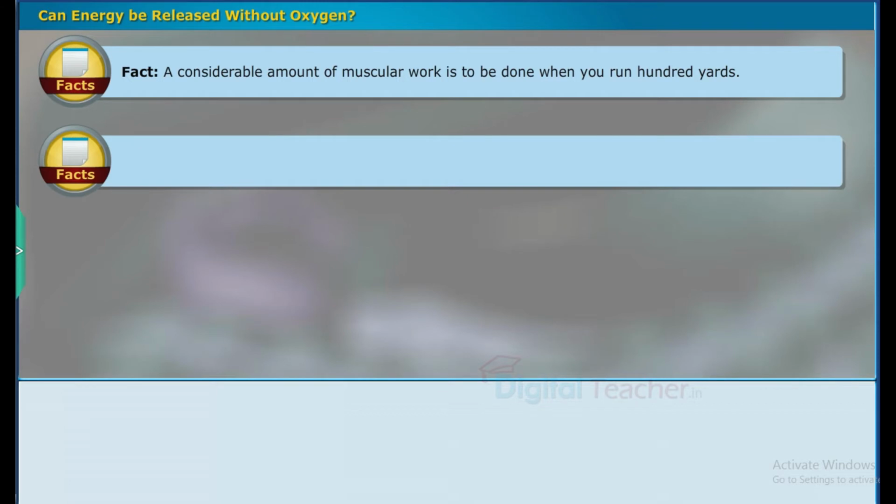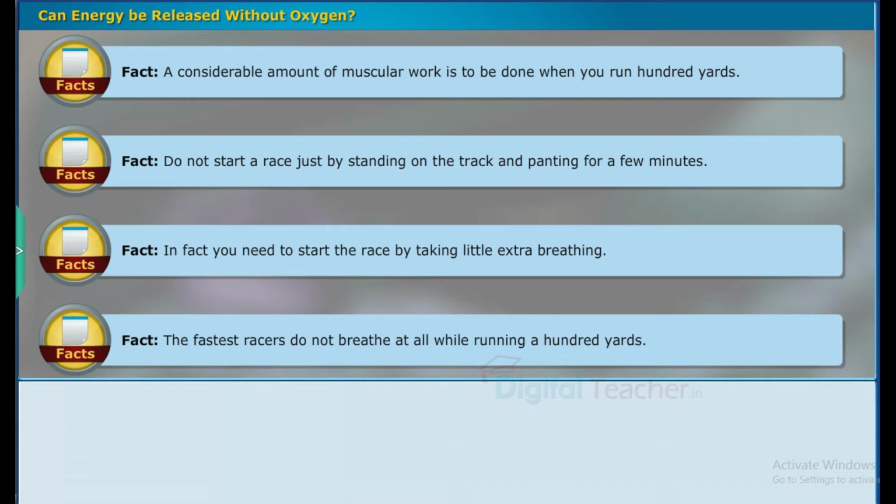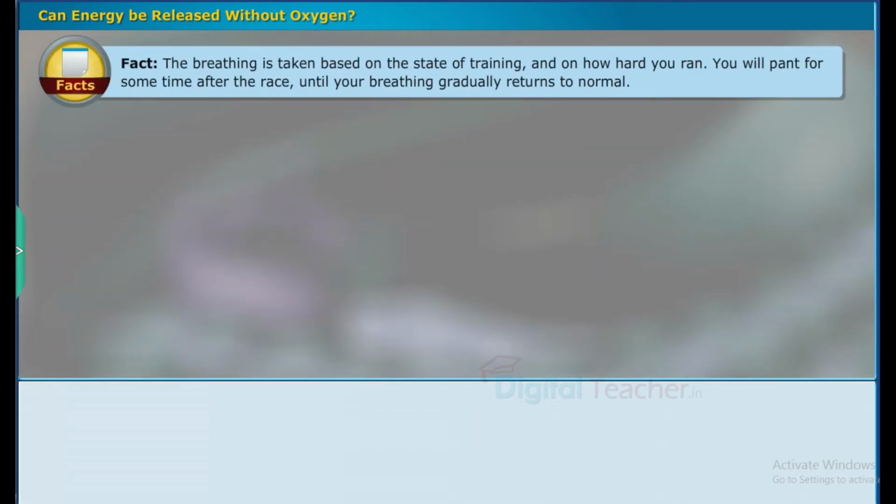A considerable amount of muscular work is to be done when you run 100 yards. Do not start a race just by standing on the track and panting for a few minutes. In fact, you need to start the race by taking a little extra breathing. The fastest racers do not breathe at all while running 100 yards. The breathing taken depends on the state of training and on how hard you ran. You will pant for some time after the race until your breathing gradually returns to normal.